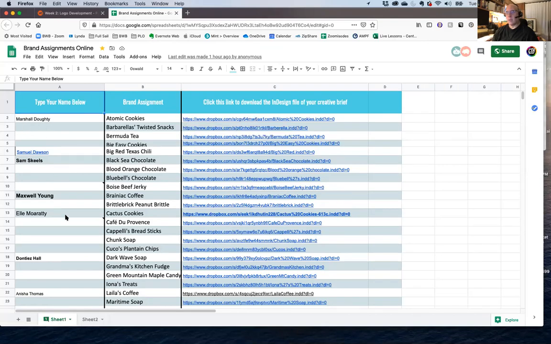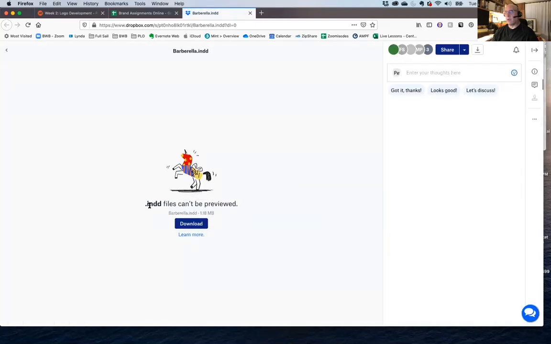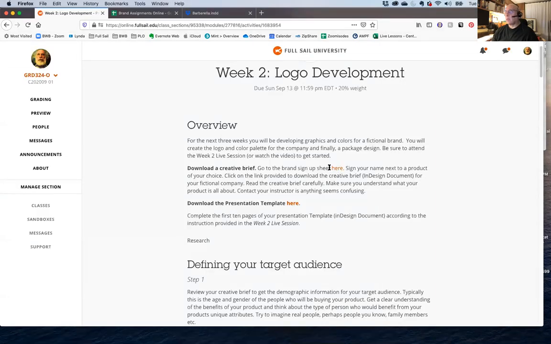So I see people are already signing up. So first come, first serve. You sign your name, you type your name in next to the brand that you want. Click on this link for the Dropbox link to the creative brief. The creative briefs are all InDesign files, so they can't be previewed, so you've got to download it. And when you download it, you'll be able to open it in InDesign. So you go here, download a creative brief, download the presentation templates, which are the files you're going to use for the month.